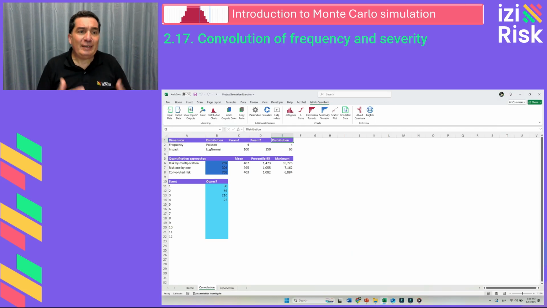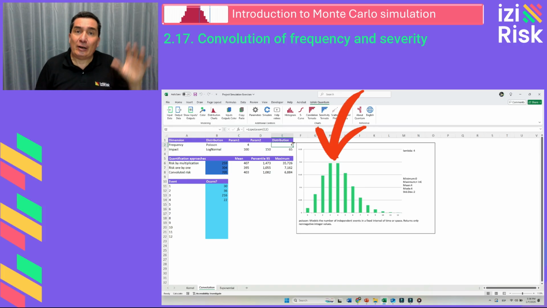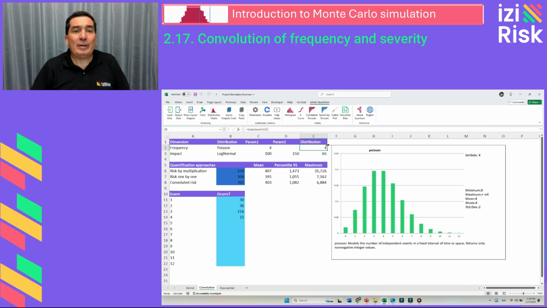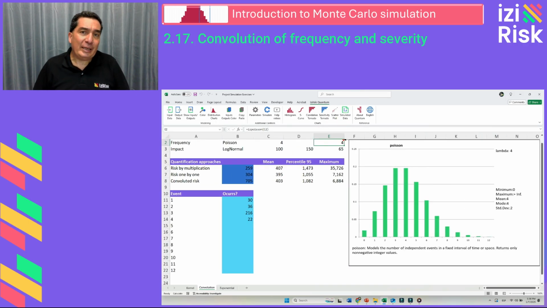Remember that for frequency we define a Poisson distribution with an average, a lambda, of 4. The probabilistic graph of this distribution shows that the most frequent events are either 3 or 4. For example, the probability of 8 events occurring is approximately 3 to 4%. For 9 or 10 events, the probability decreases progressively to nearly 0.